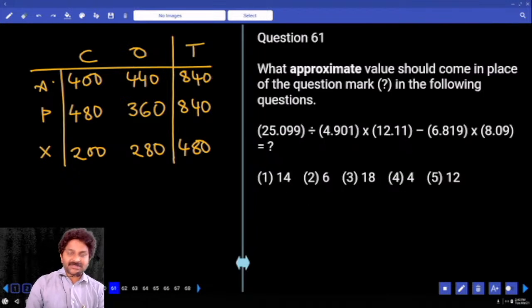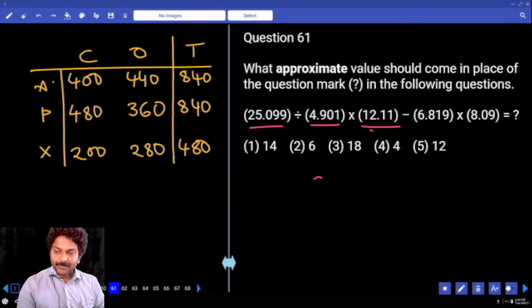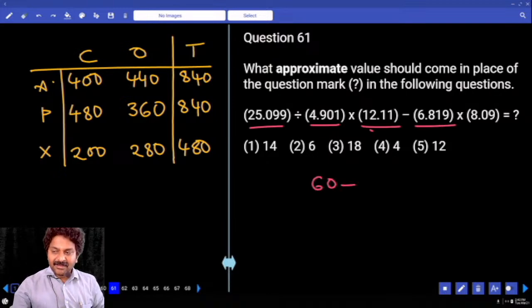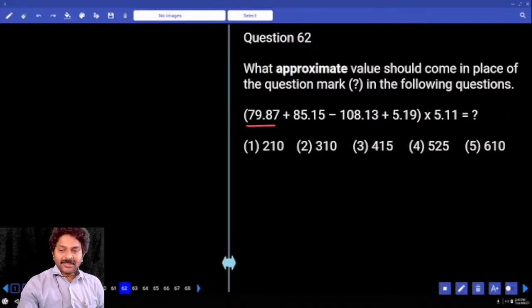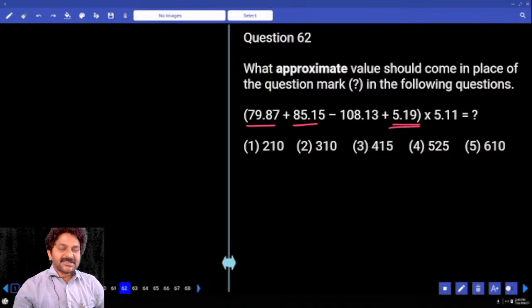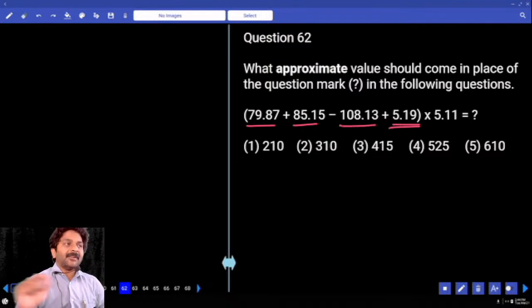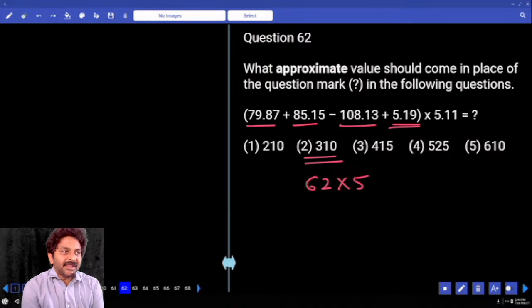Now, approximations. Come on. 25 divided by 5. 5 into 12 minus, what is this? 7 into 8. 56. Answer. How much? 80 plus 85, 165. I see a positive number here. Plus 5, 165 plus 5. Now subtract 108 from 170. 62 into 5. 10 times and half. 620 and half, 310.